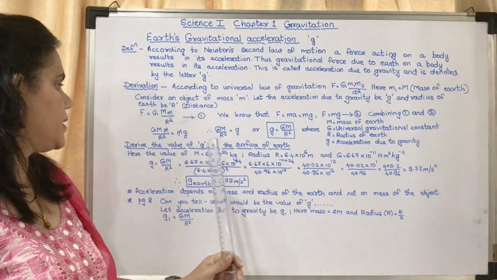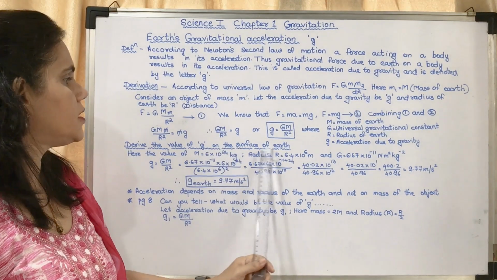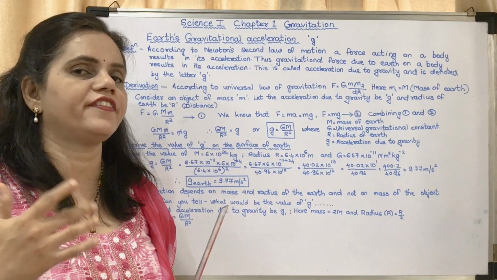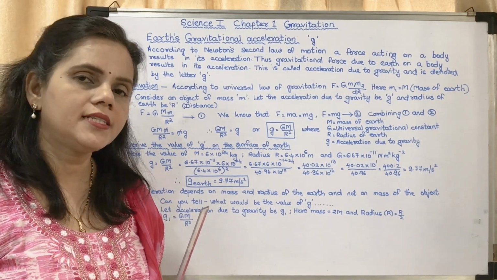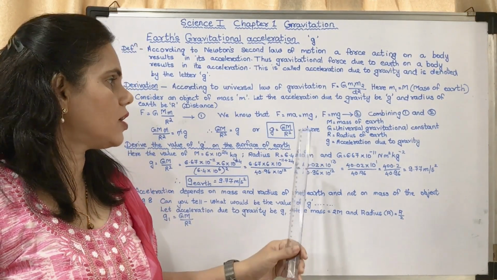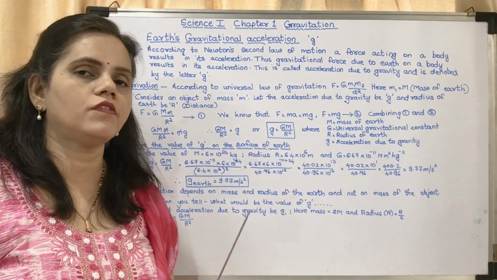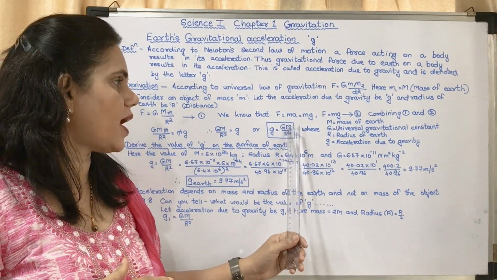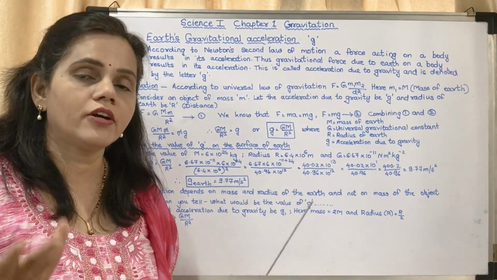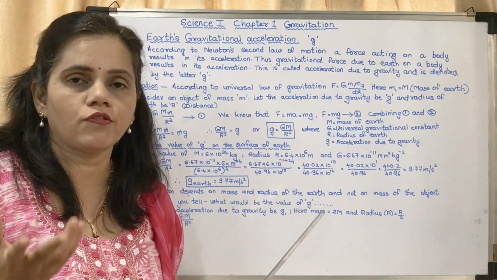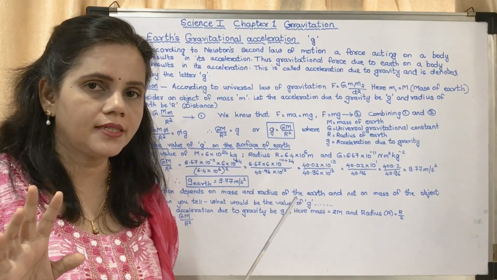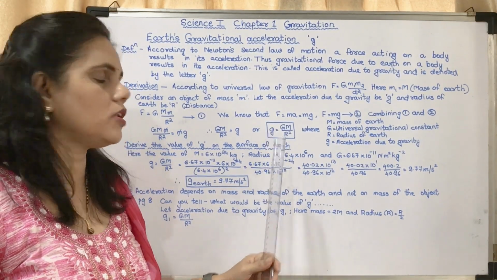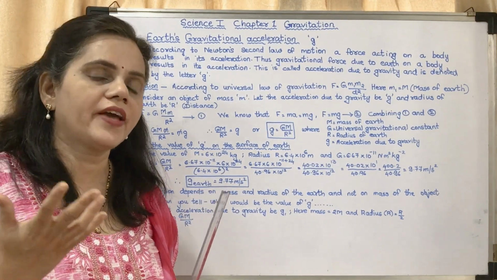Okay. Now the next is derive the value of g on the surface of the earth. Now this g is different on different planets. Why is it different on different planets? Because the mass of the earth, mass of Mars, and mass of the moon are not the same. The radius of the earth, radius of Mars, radius of the moon are also not the same, isn't it? So as the values of M and r change, the value of g will also change. Will the value of capital G change?